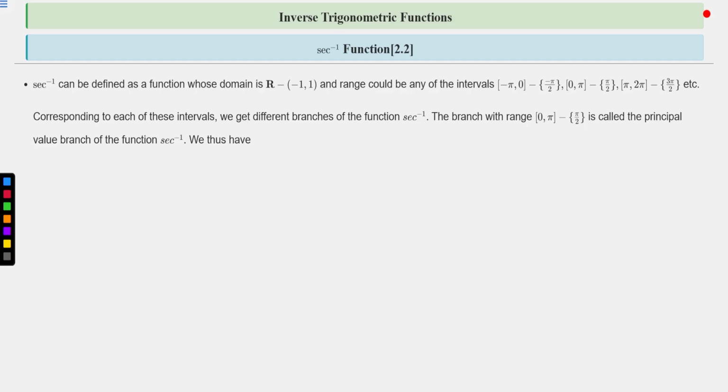We thus have sec inverse such that domain is all real values except minus 1 to 1, and range is 0 to pi except pi by 2. Clear?